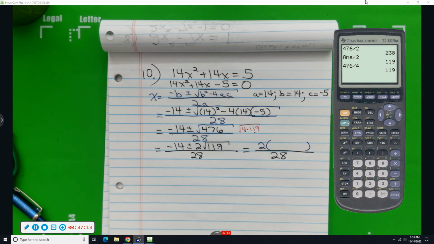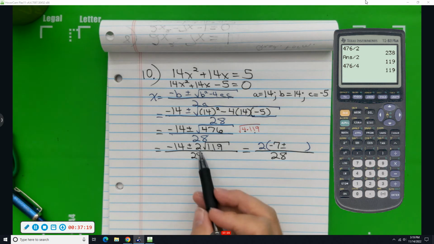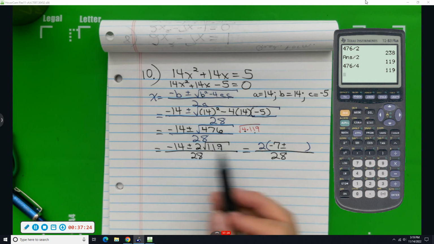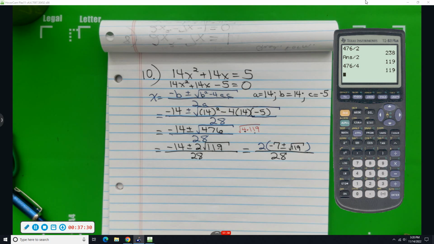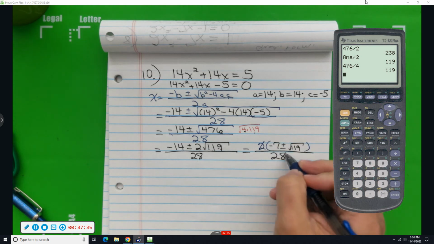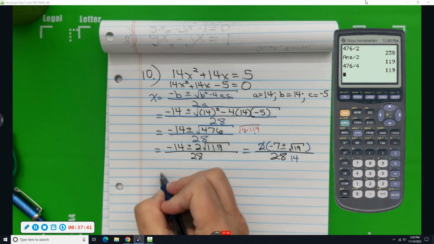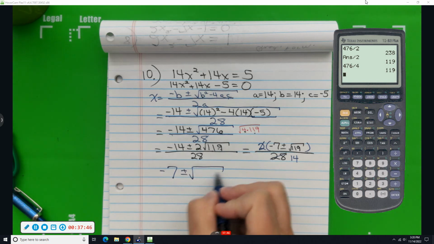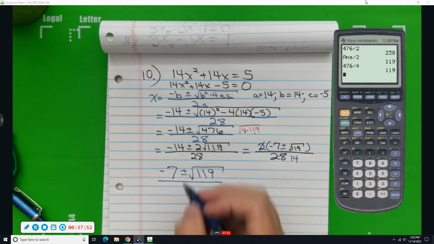What am I going to be left with inside those parentheses? Negative 14 divided by 2 is negative 7, plus or minus 2 square roots of 119 divided by 2. You took out the 2, all you have left is the square root of 119. And then 2 goes into 28 14 times. So I'm getting negative 7 plus or minus the square root of 119 all over 14 in the denominator.